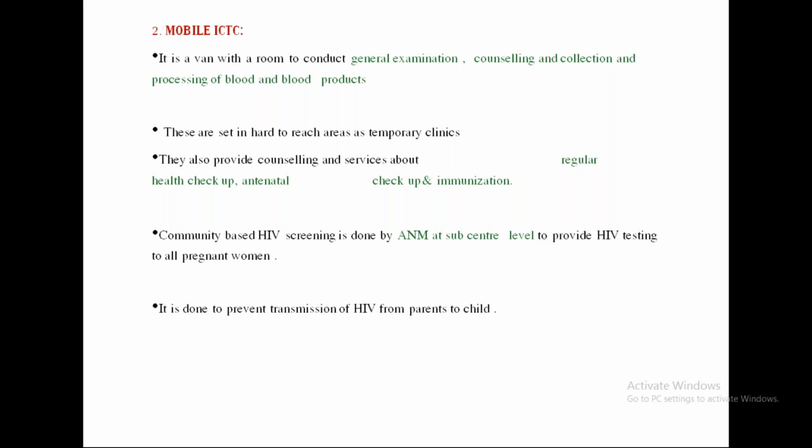So all these activities have come up with two types of ICTCs, that is fixed facility ICTCs and mobile ICTCs. Fixed facilities will be there at the district hospitals and teaching hospitals, whereas the mobile ICTCs will reach the unreached or unaccessed population. Among them, they will conduct HIV testing and counseling. They will do immunization services, health checkups and antenatal checkups, and HIV testing and counseling. So these are the different types of ICTCs which you have to keep in mind.